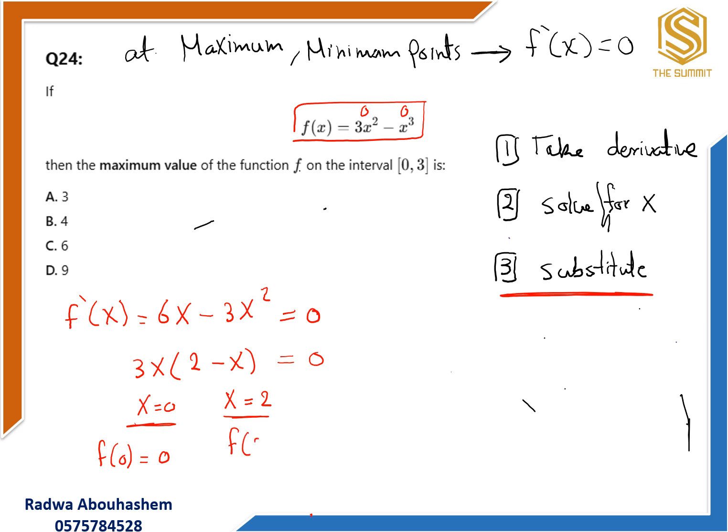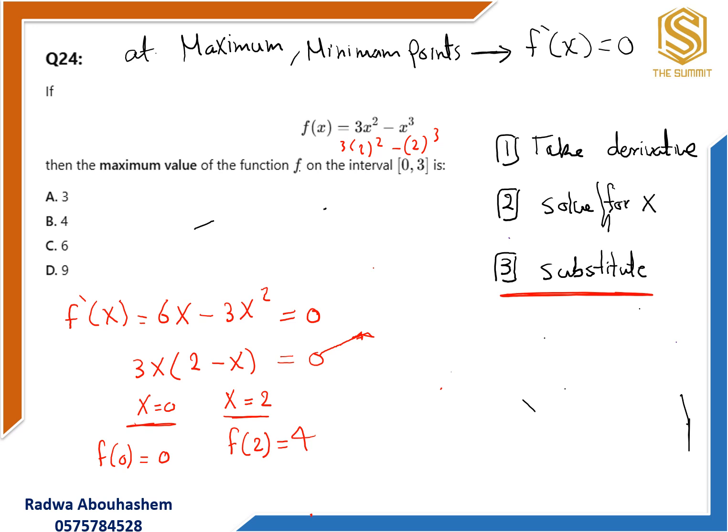And if I put 2, so here, 3 times 2 power 2 gives me, 2 power 2 is 4. So 3 times 4 is 12. And 12 minus 8 gives me 4.